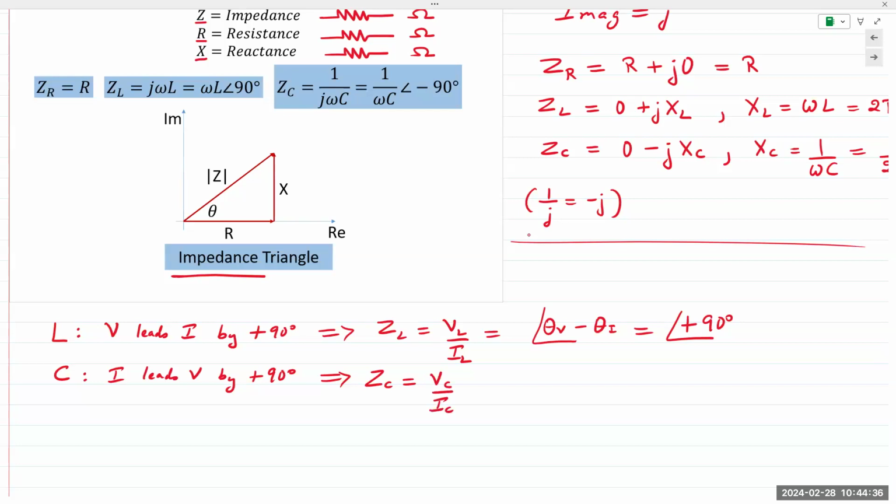And so if we do that for a capacitor, the capacitor voltage and capacitor current are also 90 degrees out of phase. But in this case, voltage lags the current for a capacitor. And so the phase angle of the impedance is minus 90 degrees. And hence minus j omega C, or minus j 1 over omega C.